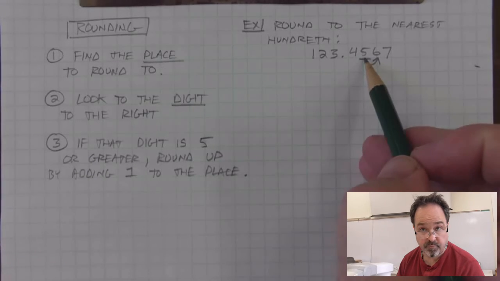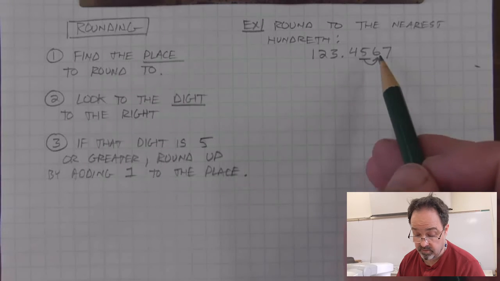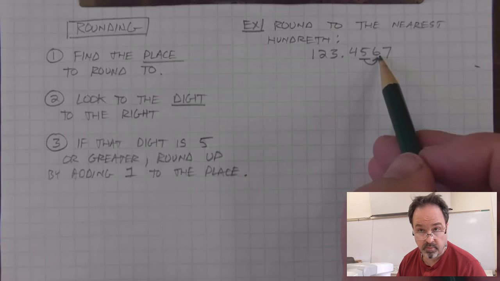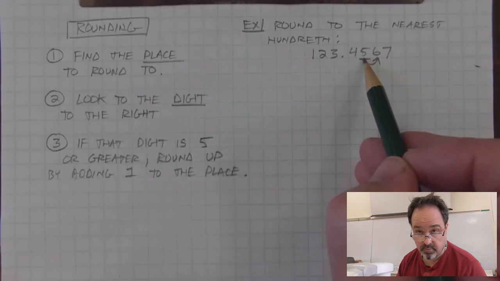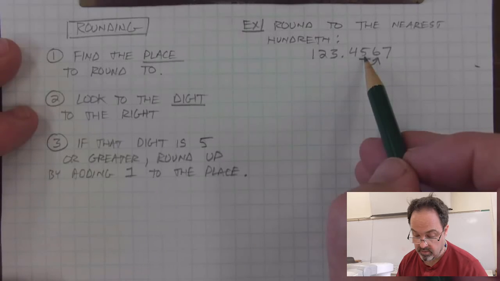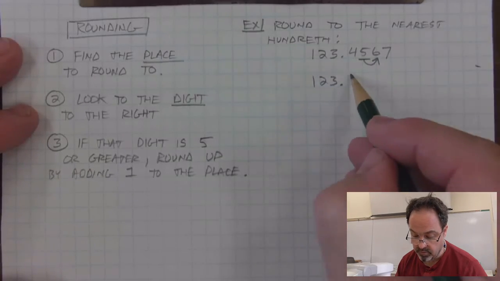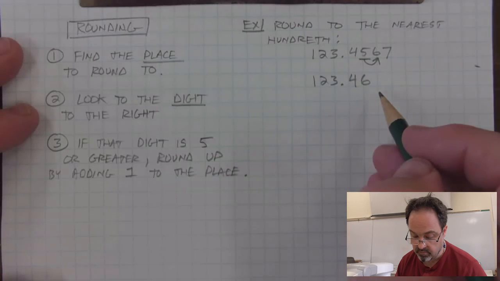So we want to round to this 5. We look to the right and see a 6. The 6 is 5 or greater, so we are going to round up. And we do that by adding 1 to the 5. When we do, the 4 hasn't changed, but this 5 turned into a 6.